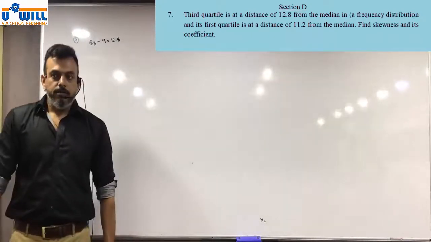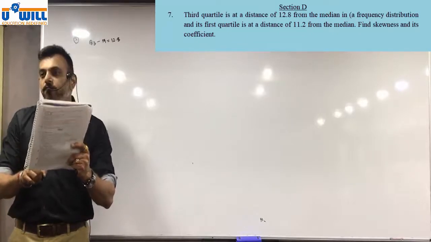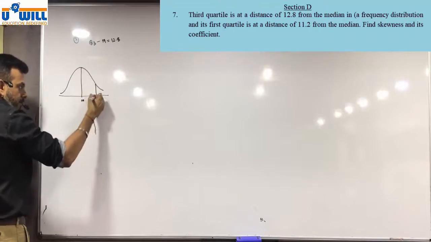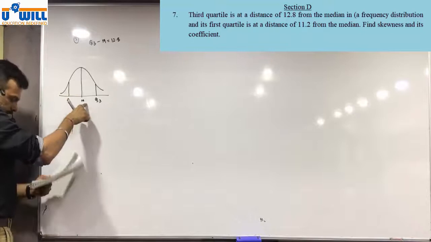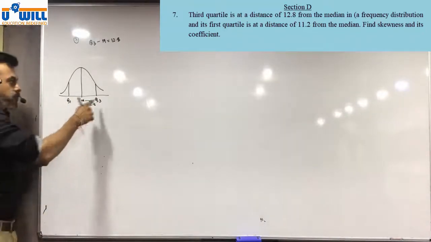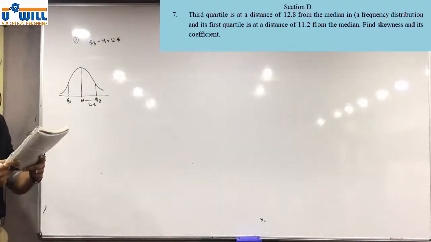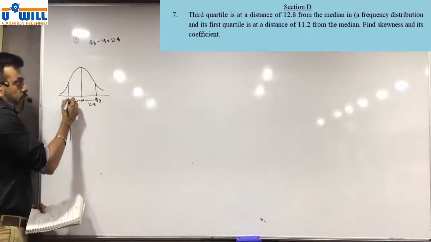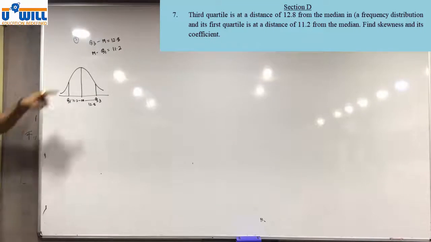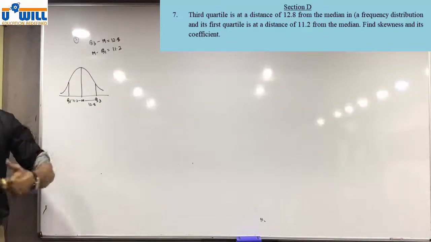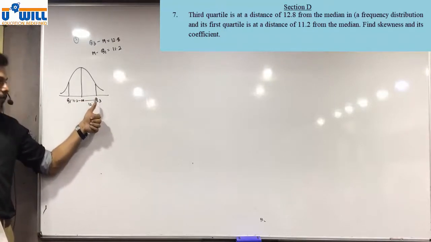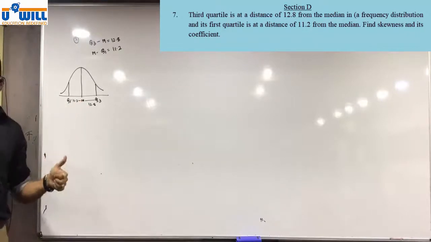Third quartile is at a distance of 12.8 from the median. That is, in this graph, the median is here, Q3 is here and Q1 is here. So Q3 minus M is 12.8. Then first quartile is at a distance of 11.2. So M minus Q1 is equal to 11.2. Can I write Q1 minus M? No, because then it will become negative. The median is greater than Q1 and Q3 is greater than the median. So it's always Q3 minus M and M minus Q1. All of you understood this?